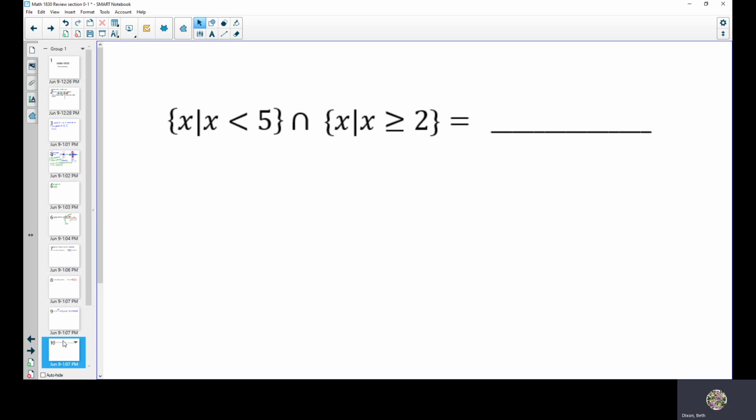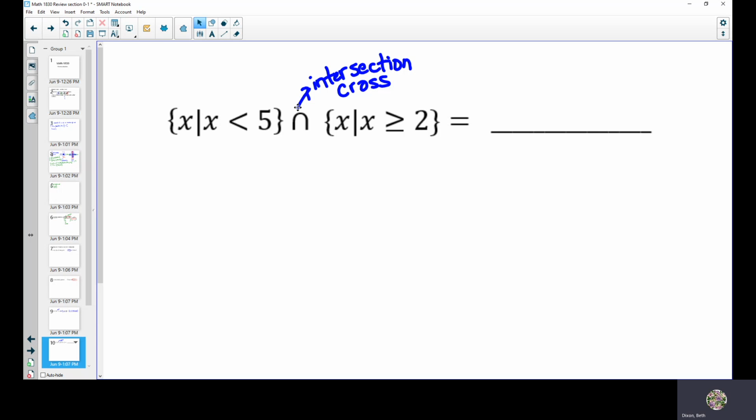Next, we have the union of two set builder notations. Or excuse me, the intersection. That's an upside down U or something that looks more like an N. So first of all, we want to remember that this is the intersection. This is where they cross, not to join. Another word that we use here is overlap. So this is where they overlap.